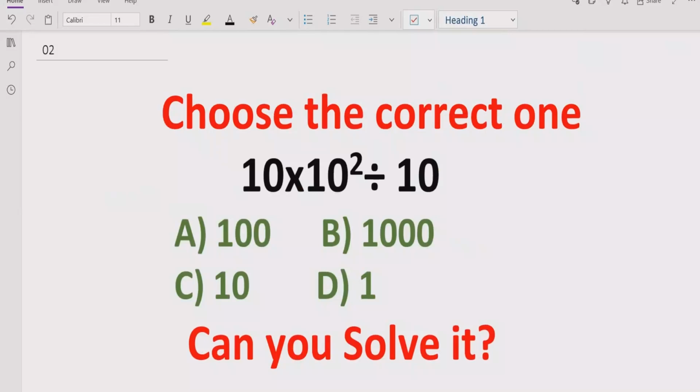Today we will solve another quiz which is related to PEMDAS and BODMAS method. It is a very simple quiz, but here some people make mistakes and get the wrong answer. So we will solve this quiz using PEMDAS and BODMAS method and get the correct result. Here we have four answers: 100, 1000, 10 and 1. So we have to solve it and find out which answer is correct.